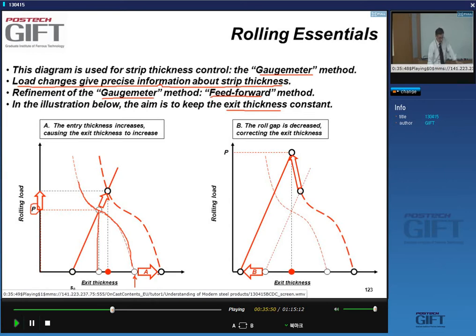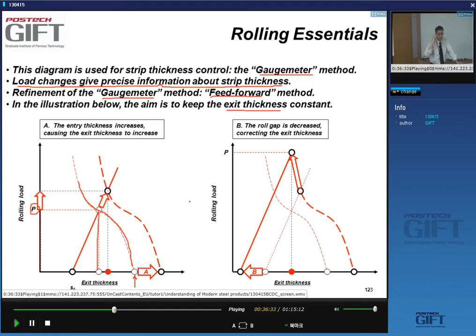What happens? Well, the whole plastic curve moves to the right. What is my working point now? My working point is still the intersection of my plastic curve and the mill modulus, so that's this point. Well, I have no problems with an increase in load, but what happens is I also have a change in my exit thickness, okay? So I don't want this to happen. I want to have a stable product thickness, okay?